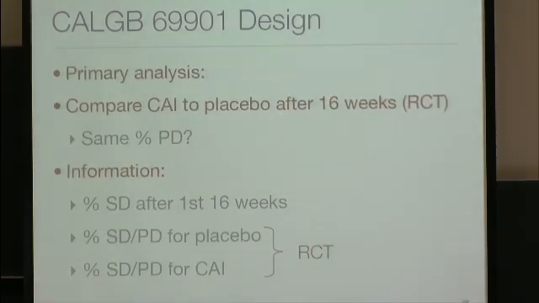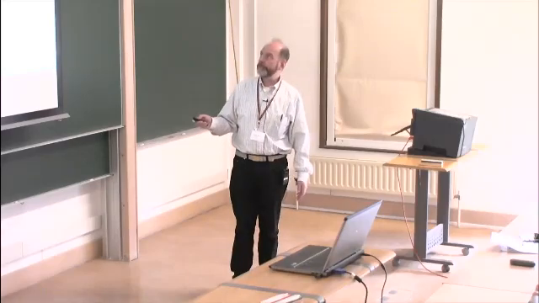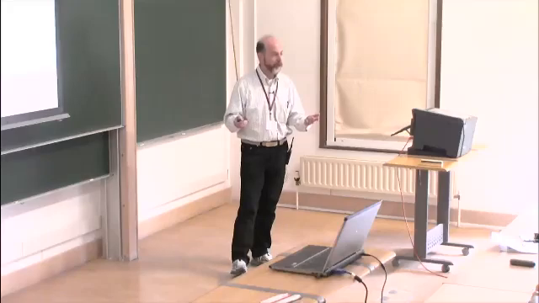So the primary analysis was to compare the drug CAI to placebo after 16 weeks post-randomization, and the primary endpoint was just the fraction of patients who progressed over that second 16-week period. And the information was the percent of patients who were stable after the first 16 weeks, the open label phase, and then there's the randomized part after that. Turned out the drug didn't work, and so we actually stopped the study early, and it was a negative study.